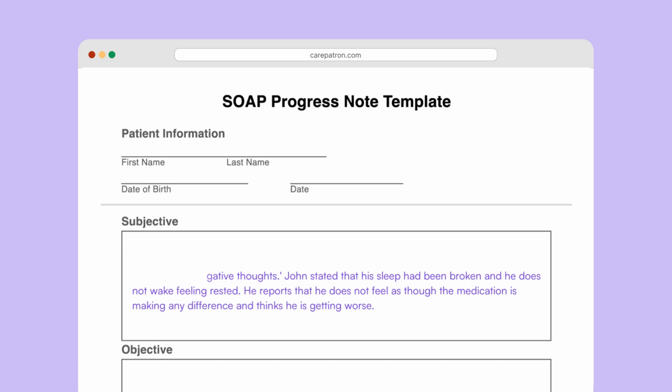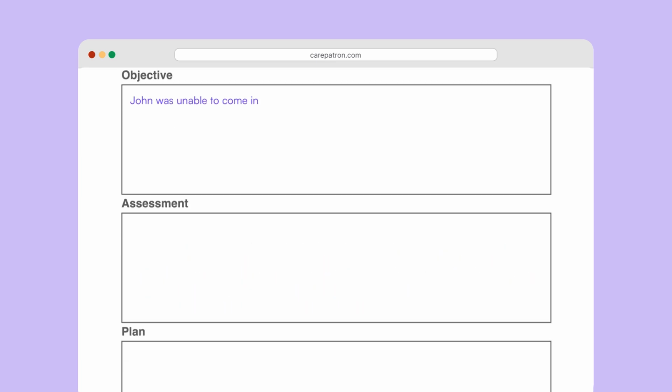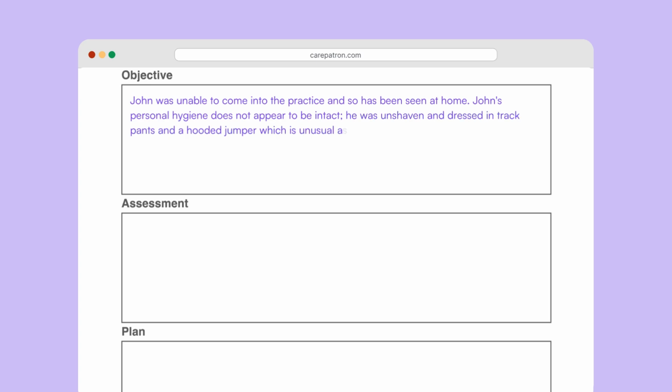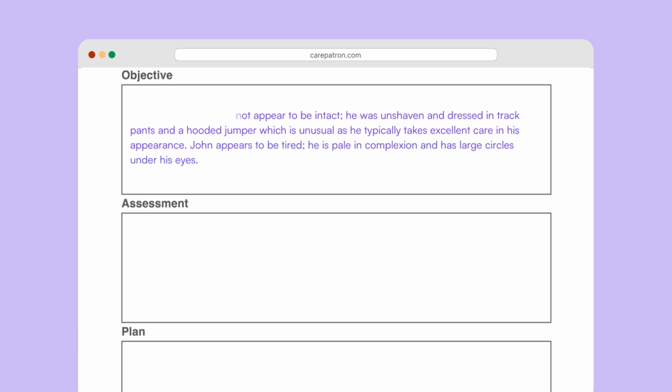Objective. John was unable to come into the practice and so has been seen at home. John's personal hygiene does not appear to be intact. He was unshaven and dressed in track pants and a hooded jumper, which is unusual as he typically takes excellent care in his appearance.